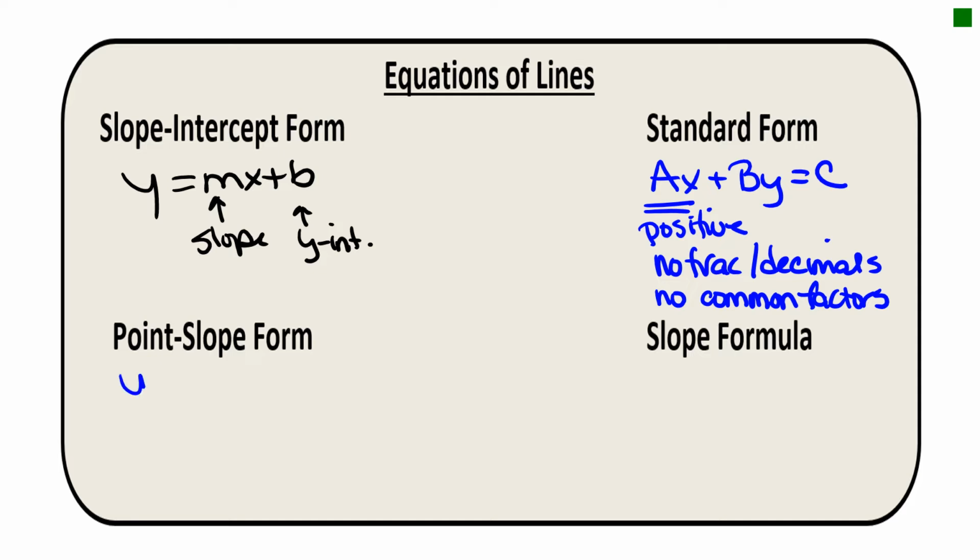Point slope form: y minus y1 equals m times x minus x1. Guess what? I messed up. I want the m in purple. The purple things are the three things you're going to be changing when you do point slope. So that's going to be our favorite thing. y minus y1 equals m times x minus x1.